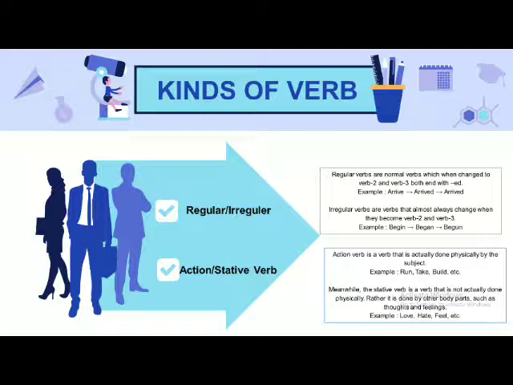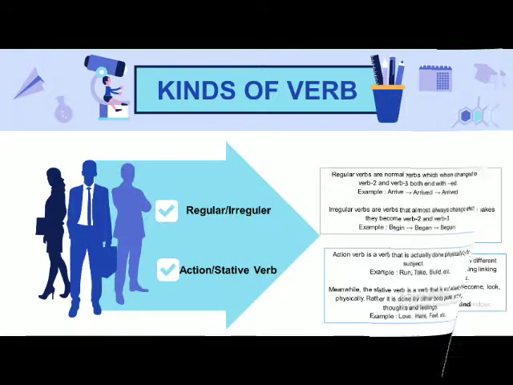The second is action or stative verb. Action verb is a verb that is actually done physically by the subject. Example: run, take, build, and others. Meanwhile, the stative verb is a verb that is not actually done physically. Rather, it is done by other parts such as thoughts and feelings. Example: love, hate, feel, and others.